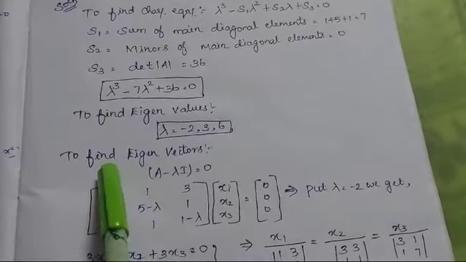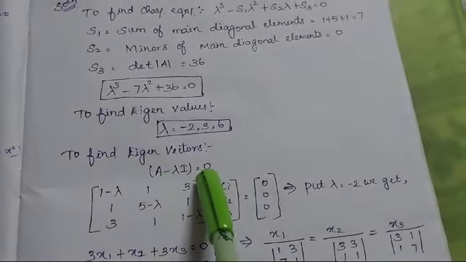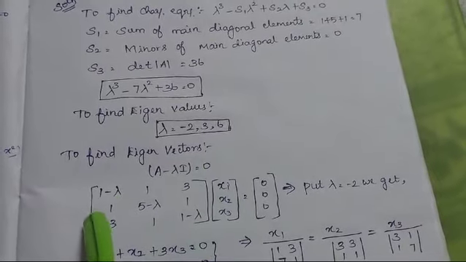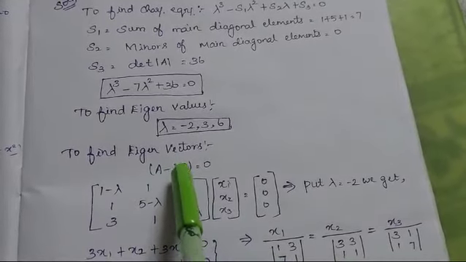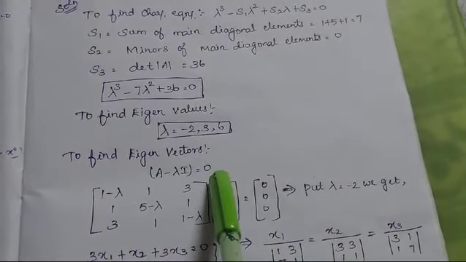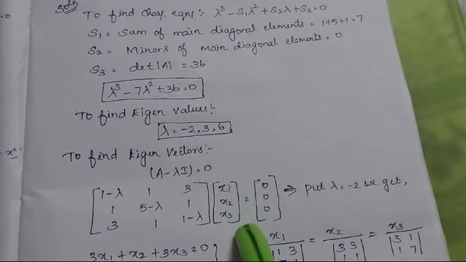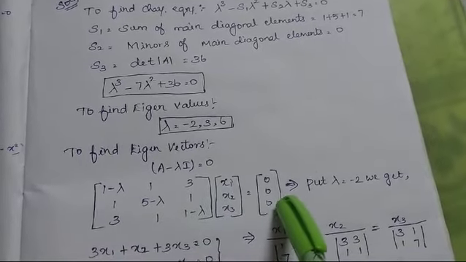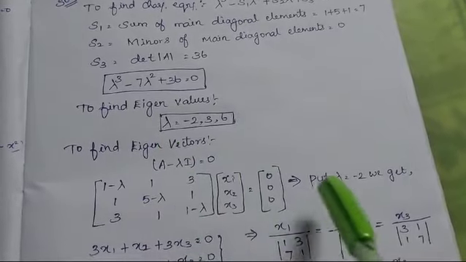To find the eigenvectors, we have to use the format (A minus lambda I) X equal to 0. In this format, we expand the matrix A minus lambda times the identity matrix, equal to 0. In this way, we can find x1, x2 and x3. We form this using the characteristic equation method.